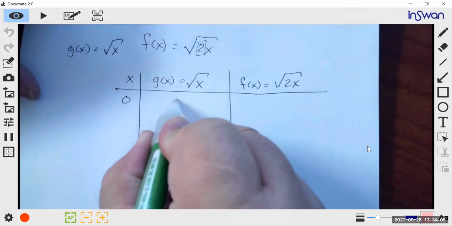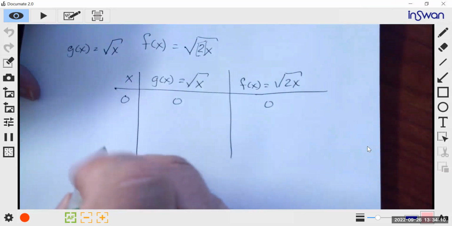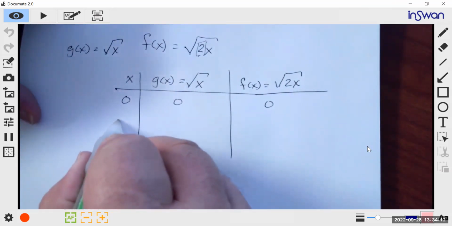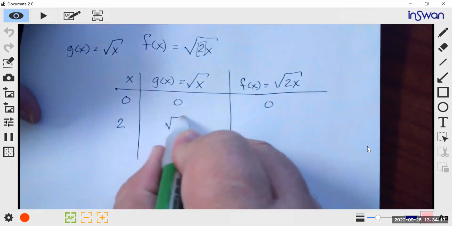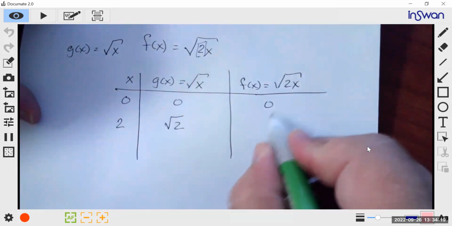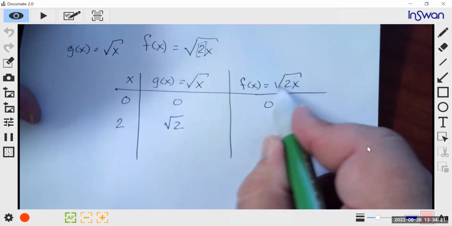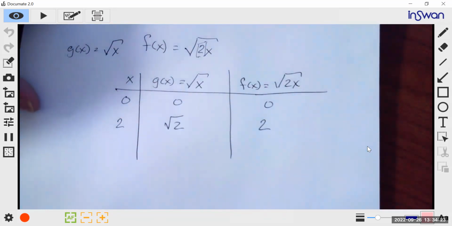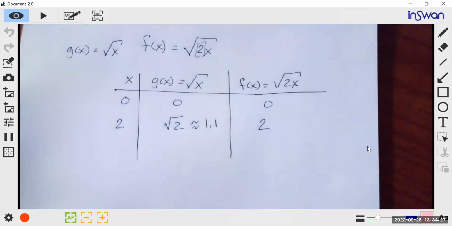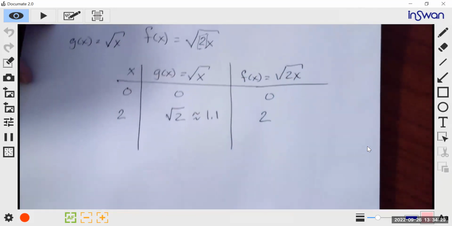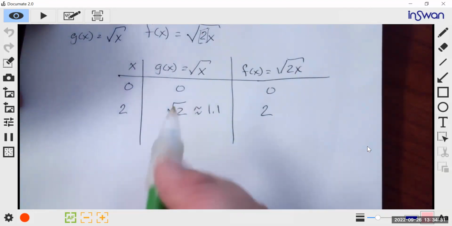When x is 0, that's 0, that's 0. When x is 2, this becomes square root of 2. What does this one become? 2 times 2 is 4. Square root of 4 is 2. Square root of 2 is approximately 1.1 or 1.2.